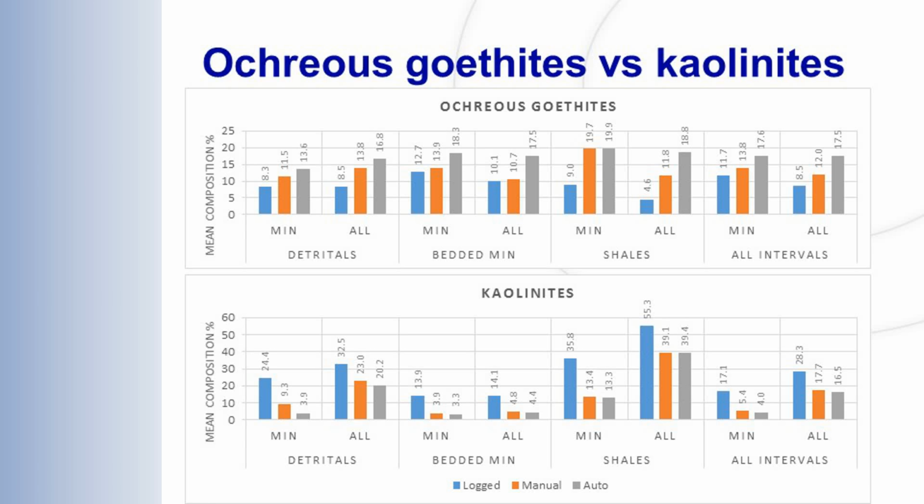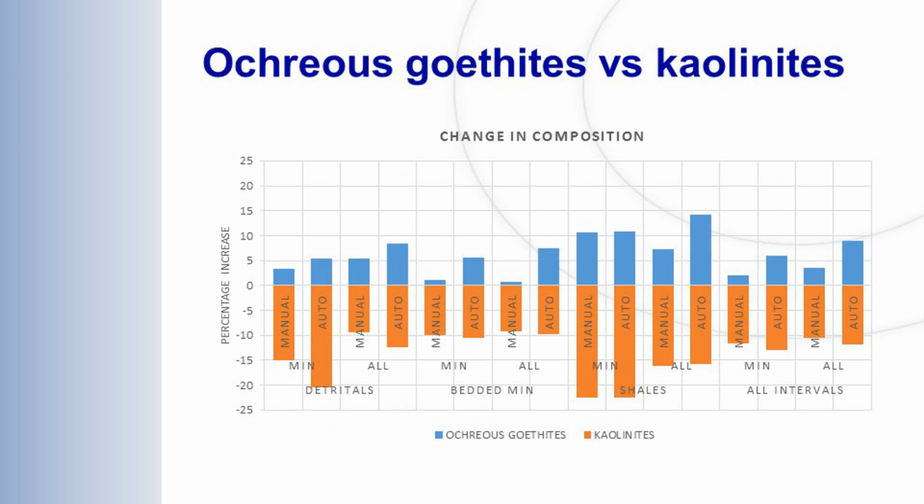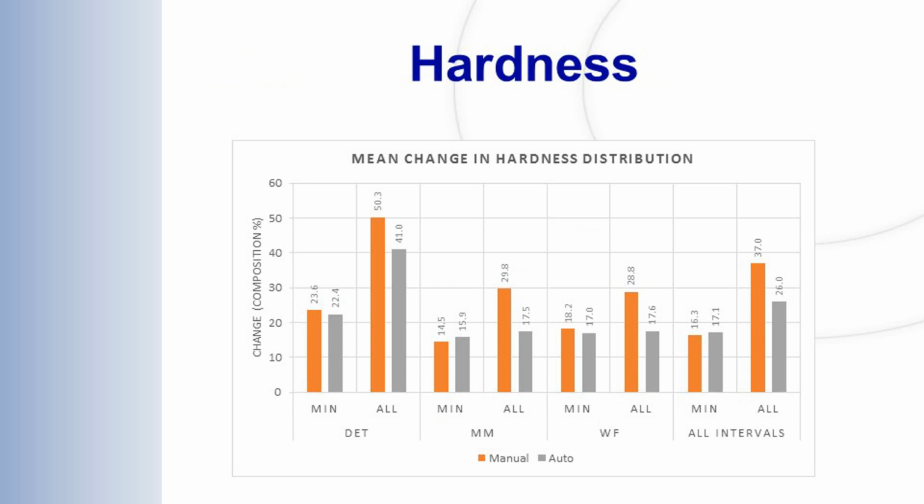So this is one of the reasons why the validation is so important, and why we wanted to try and be a bit more consistent with how we're performing validation. Generally your goethites are underlogged and your kaolinites are overlogged. Just to combine all of that into one chart, we can see the kaolinites being decreased in percentage during validation, and on average the goethites are increased.